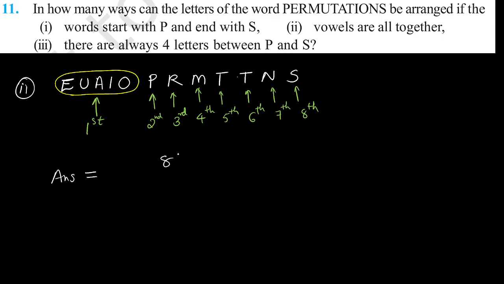8 objects can be arranged in n factorial ways. If there is any repetition, the division is required. 8 objects are there in total, 8 factorial ways divided by... Any repetition? Can you see any repetition? Repetition is there. T is repeated 2 times.